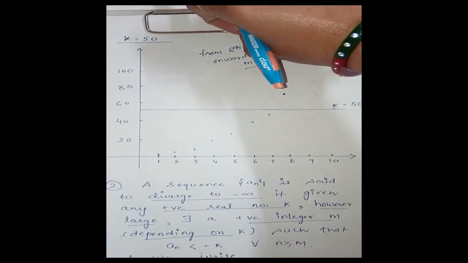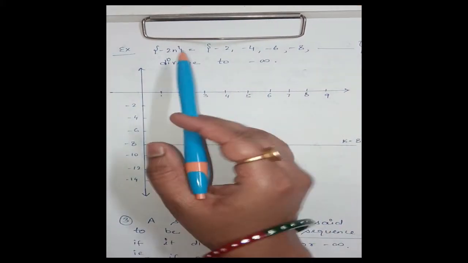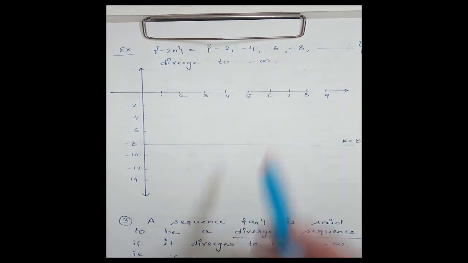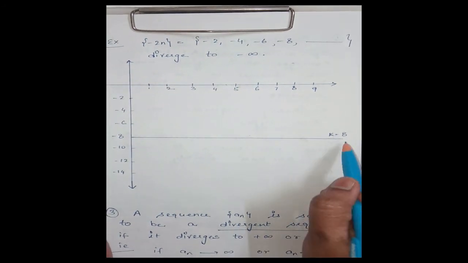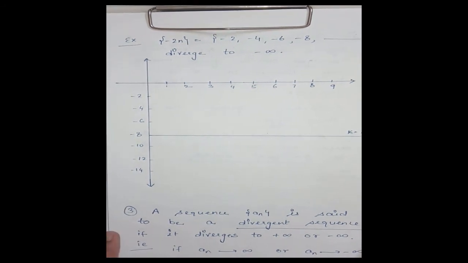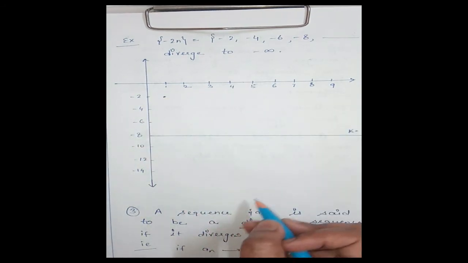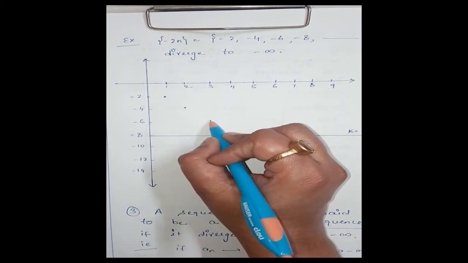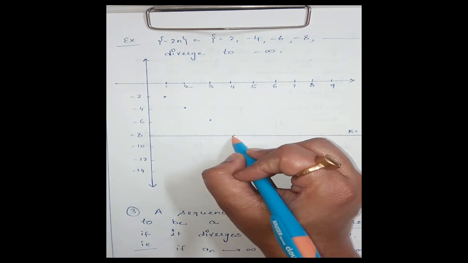Again, we consider an example and we'll plot the graph. Now, consider the sequence minus 2n. Then the terms will be minus 2, minus 4, minus 6, minus 8. Now, let us take k to be 8. Let us plot the graph first. When n is 1, the first term is minus 2. When 2, we have minus 4. Then when 3, it is minus 6. When 4, it is minus 8.